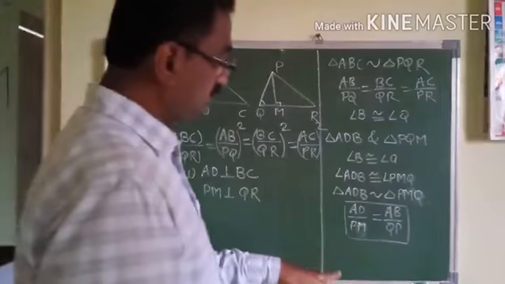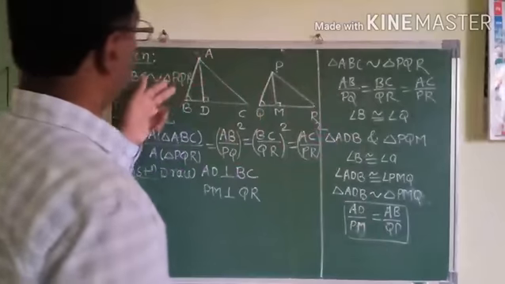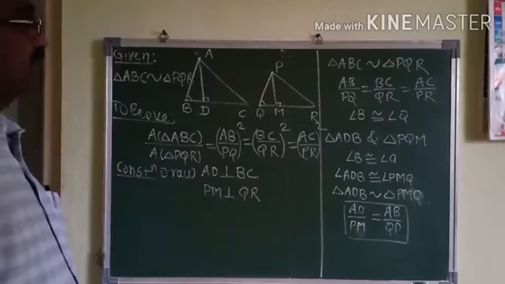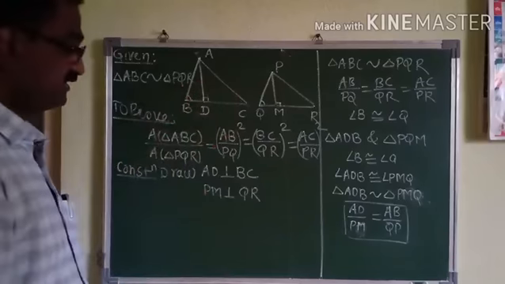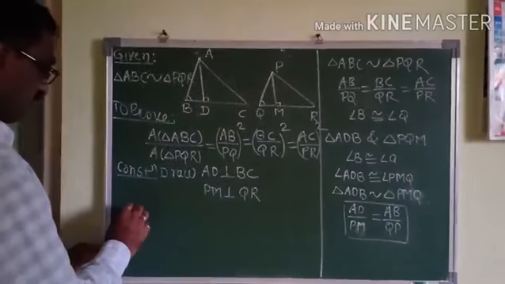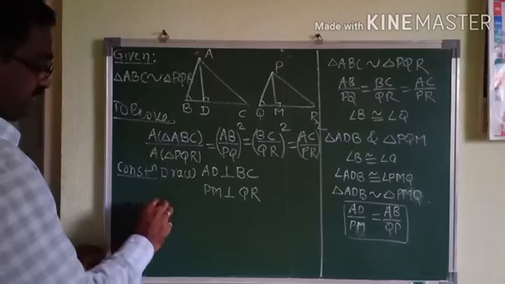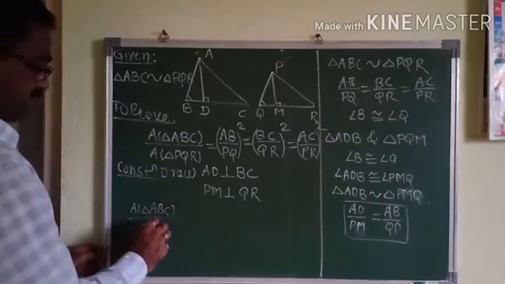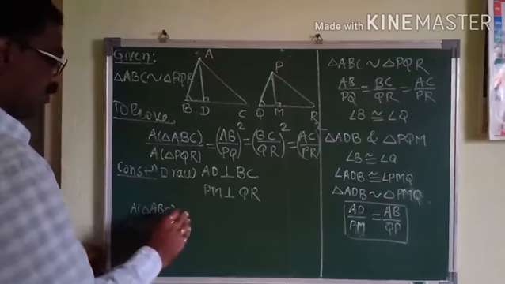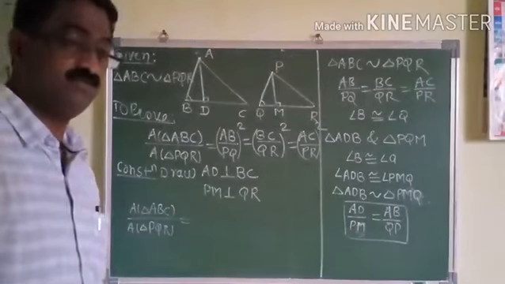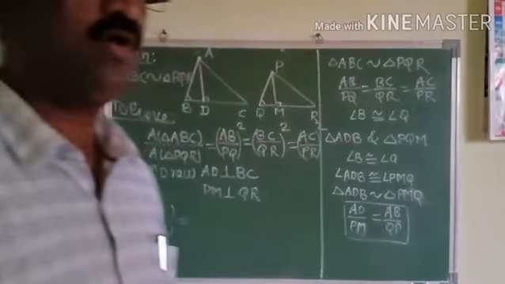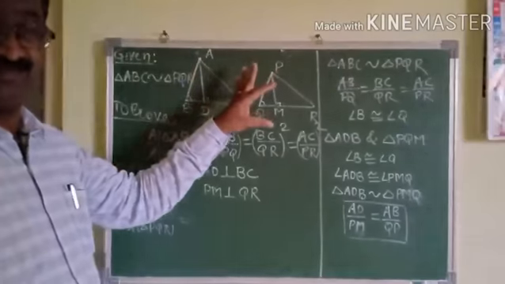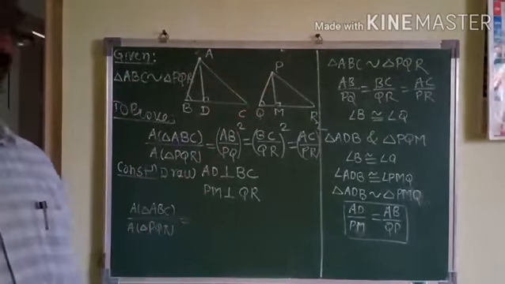So remember this. Now see in triangle ABC and triangle PQR. In these two triangles we can write the ratio of their areas: area of triangle ABC upon area of triangle PQR. The ratio of areas of two triangles is equal to the ratio of the product of their bases and corresponding heights. We have seen the properties of areas of two triangles.